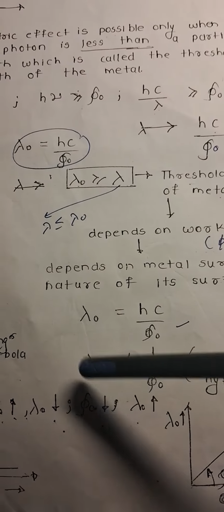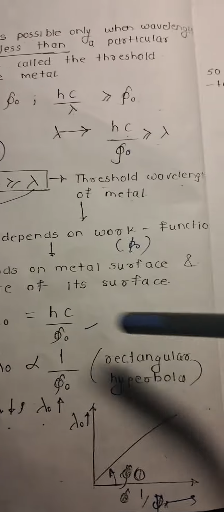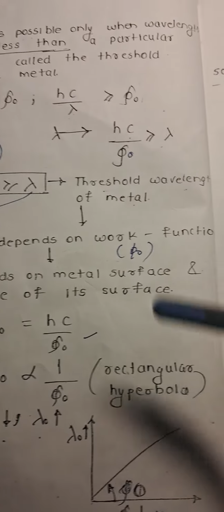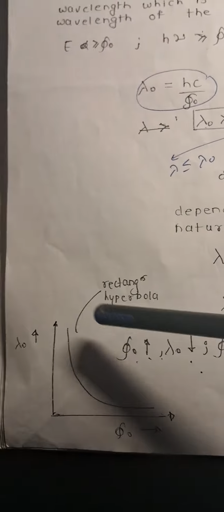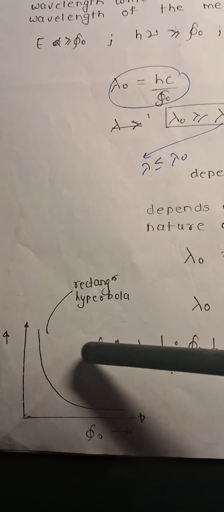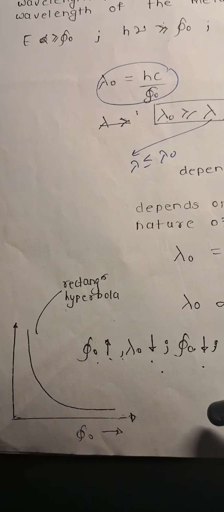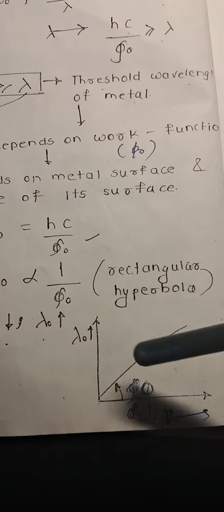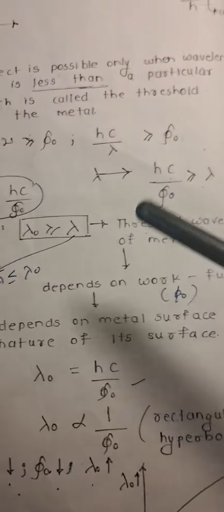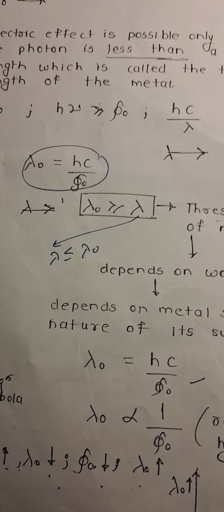Now there is another thing, that λ0 is proportional to 1 by φ0. This can be derived over here. So if we draw the graph, it is going to be a rectangular hyperbola. If we analyze the graph, we can say that if work function increases, threshold wavelength decreases, and if work function decreases, threshold wavelength increases. So these are the graphical variations of different parameters.